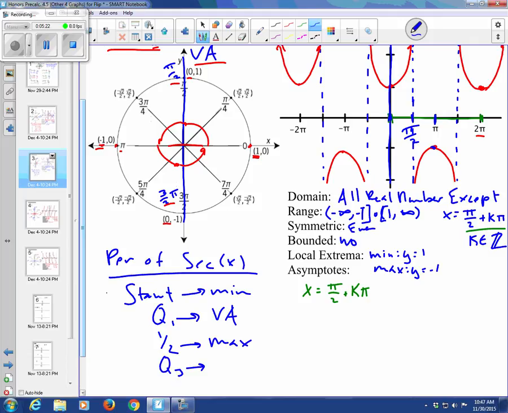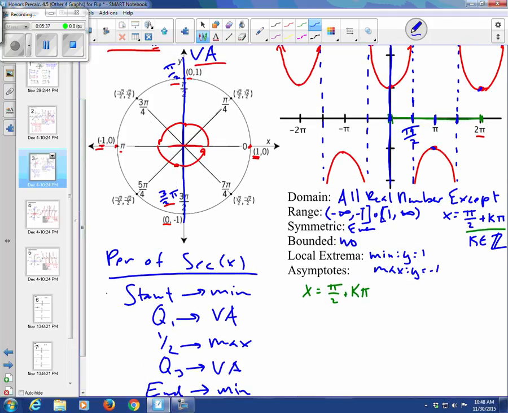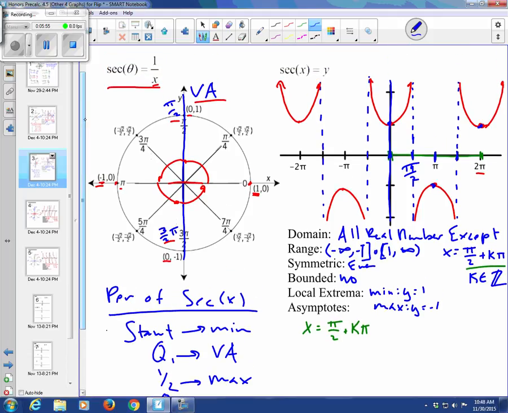The third quarter, that's 3/2 pi. We've got a vertical asymptote again, and a period of secant ends back on a min. And again, when we talk about these maxes and mins, we're seeing it as looping behavior between those vertical asymptotes, down to a min and then up to a max and down to a min. So that's one period of secant, and just like the relationship that cosecant has with sine, secant has that same relationship with cosine.